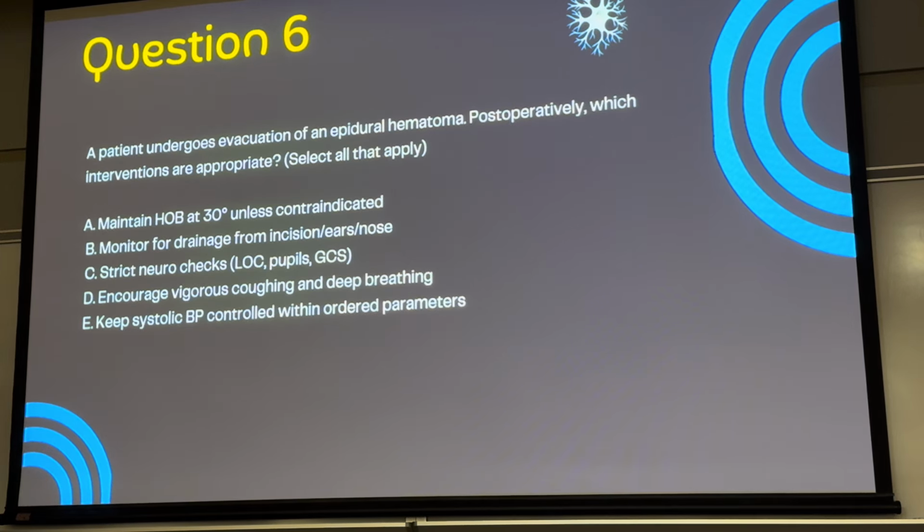Patient is undergoing evacuation of an epidural hematoma. Post-operatively, which interventions are most appropriate? A, okay, good, I like that. B, monitor for drainage from incision, ear, nose, good. C, strict neuro checks: level of consciousness, pupils, GCS, good. E, keep systolic BP within ordered parameters, good. Remember, I'm not encouraging vigorous coughing or deep breathing. I'm not going to do frequent suctioning if I have a ventilator in place, because that's going to increase my ICP.